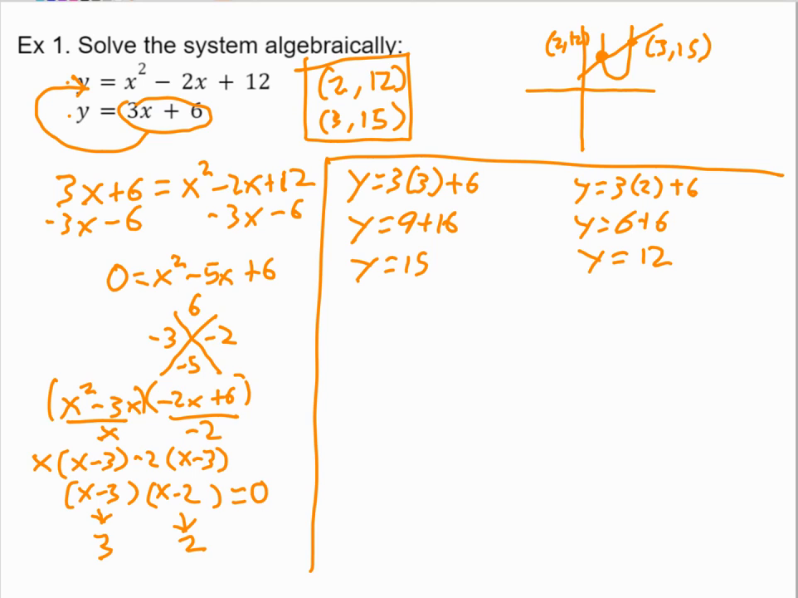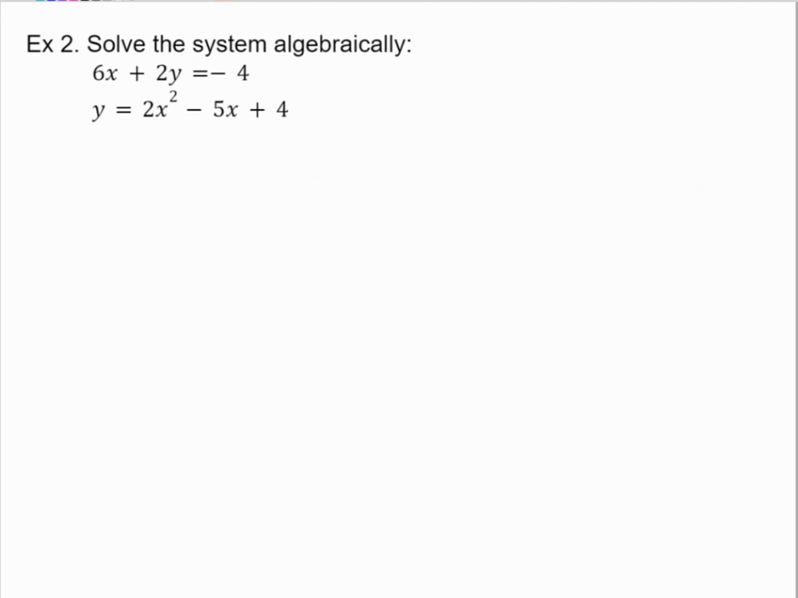All right, let's take a look at another example. So in this case, this top equation is not solved for y. So I'm going to have to do that first. Got 6x plus 2y equals -4. Trying to get that y by itself, so I'm going to subtract 6x on both sides, and then divide by 2 everywhere. Get y equals -3x minus 2.